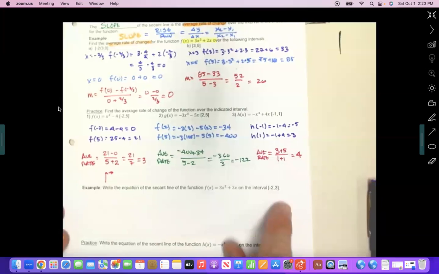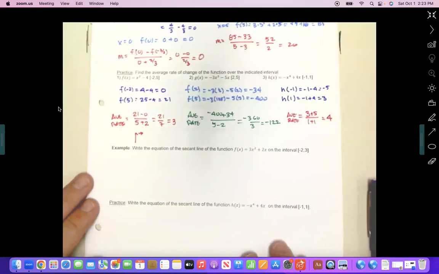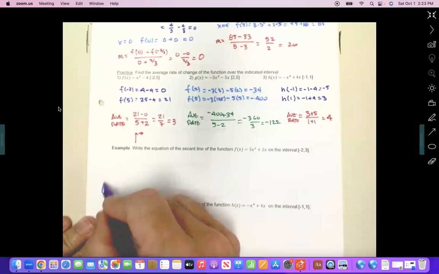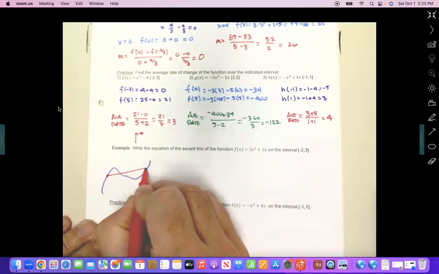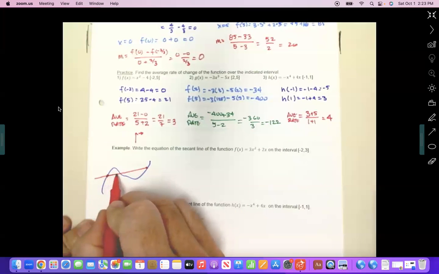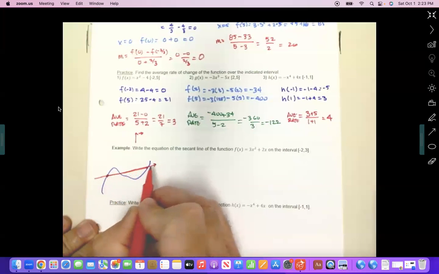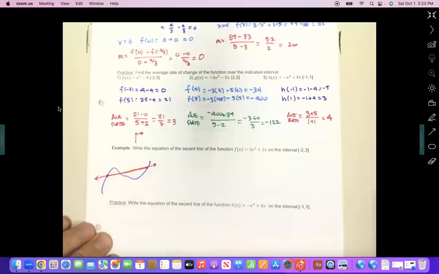Now, the last one just uses some of the algebra that we've had before, and that is to write the equation of the secant line of the function on this interval. In other words, we've got whatever the function might look like. We pick 2 points. If we can calculate the slope of that line and we have the points, we can also write an equation of that line. And that's exactly what we're going to do here.